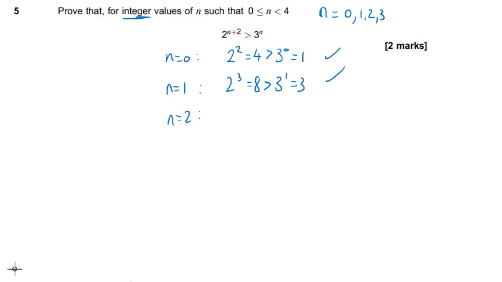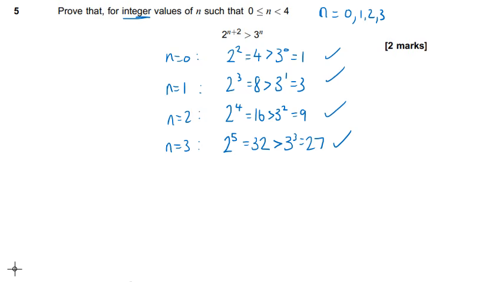What about when n is 2? So we'd have 2 to the power of 4, which is 16, is greater than 3 squared, which is 9. That's true. And if n equals 3, then we've got 2 to the power of 3 plus 2, which is 2 to the 5, which is 32. And that's greater than 3 cubed, which is 27. So we've shown it for all those values. That's all we need to do.